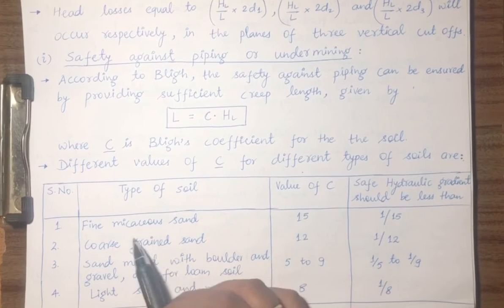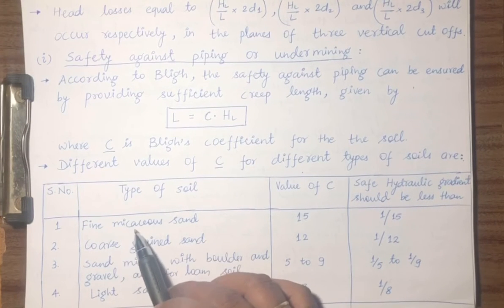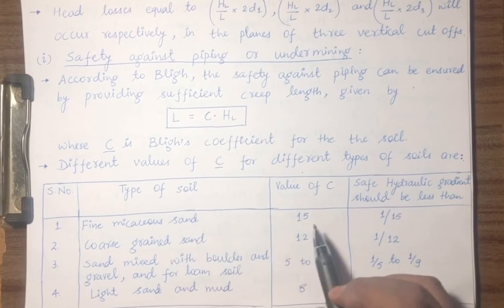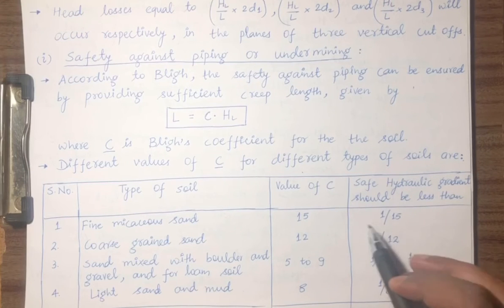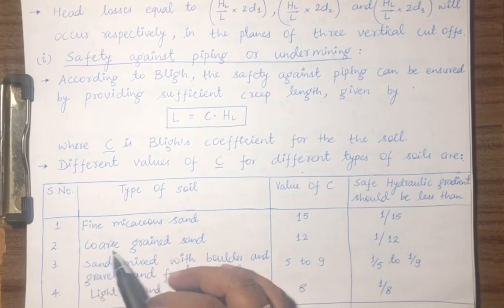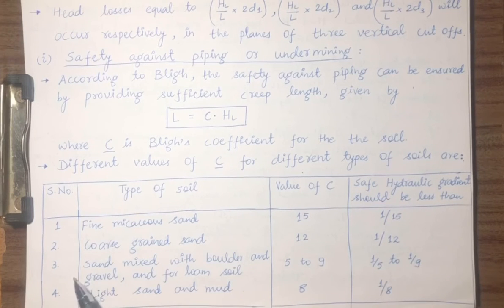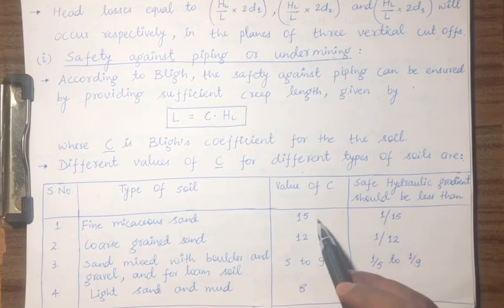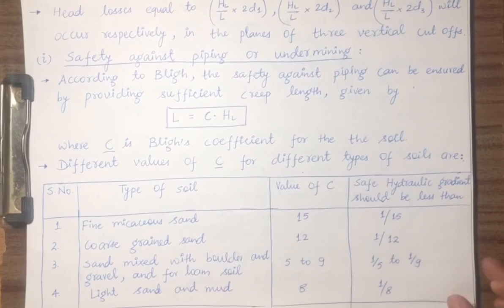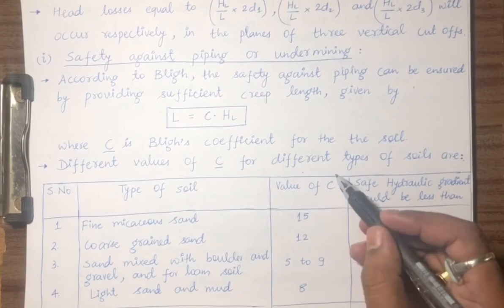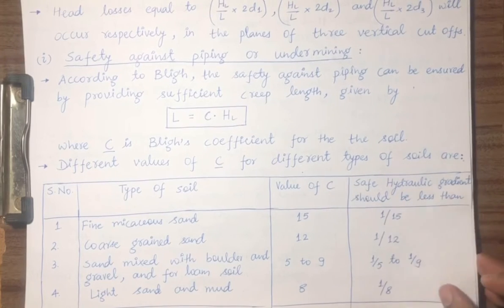Okay, so let us see. For fine micaceous soil, micaceous sand, C is 15, and the safe hydraulic gradient should be less than 1 by 15. So this is 1 by C. Coarse grain is 12, or a gradient of 1 by 12. For sand mixed with boulder and gravel, C is 5 to 9, or 1 by 5 to 1 by 9. Accordingly, 1 by C will be the safe hydraulic gradient. Light sand and mud is 1 by 8. So if nothing is given in the question, you can use this table to find the value of C and hence the safe hydraulic gradient.